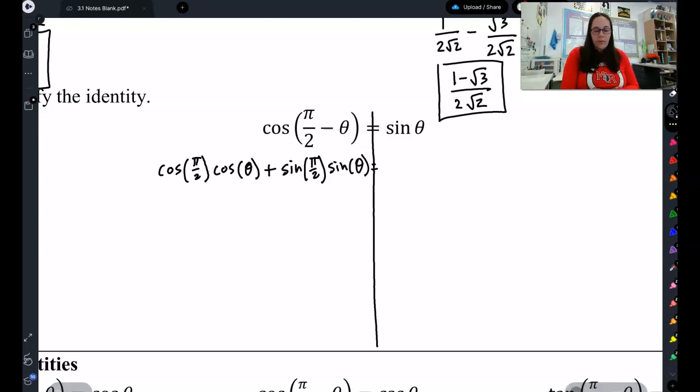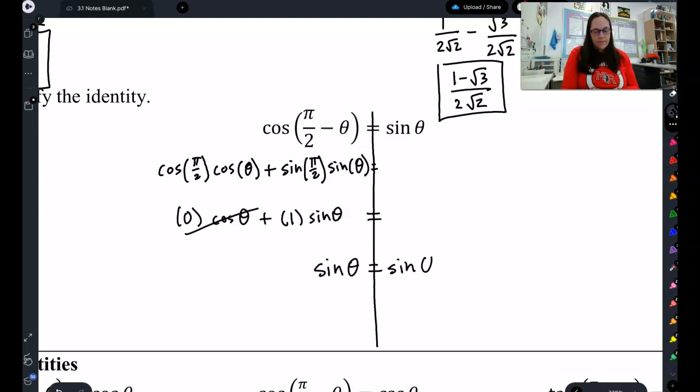Now let's simplify what we can. I know that cosine of pi halves from my first quadrant is 0. I know sine of pi halves is 1. So 0 times cosine will go away, and 1 times sine is sine. And this is introducing us to our next set of identities.